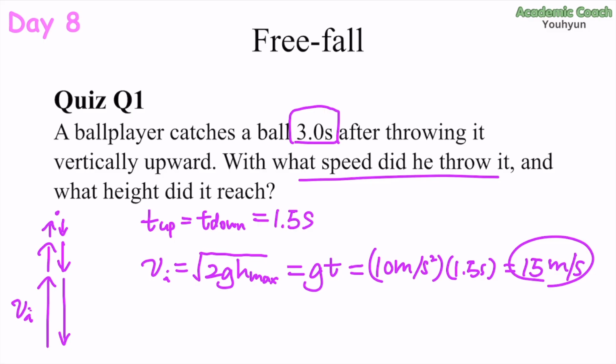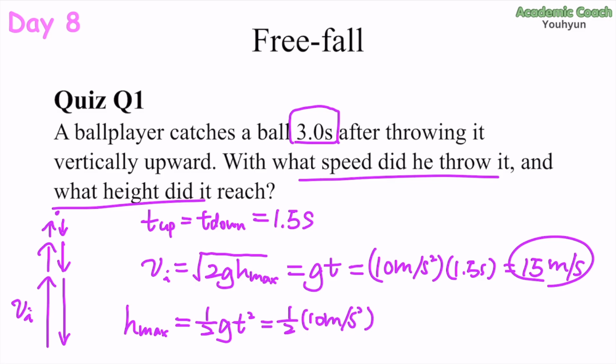And what height did it reach? So it's asking for max height this time. And we know that H max, by using free fall tricks, is equal to 1/2 g t squared. And again, this t represents either t up or t down. So 1.5 seconds: 1/2 times 10 meters per second squared times 1.5 seconds squared. That is 11.25 meters. So now you see that by using free fall tricks, we can very quickly get the answer and get an approximation.